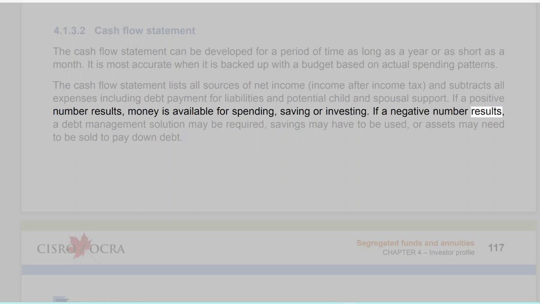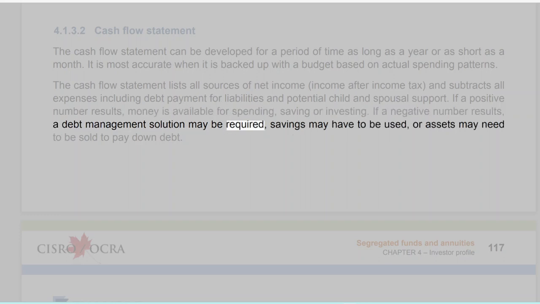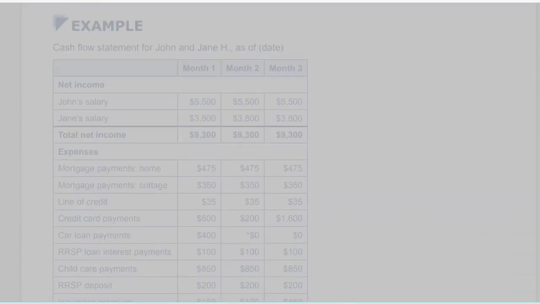If a negative number results, a debt management solution may be required, savings may have to be used, or assets may need to be sold to pay down debt. Cash flow statement for John and Jane H. as of a date.